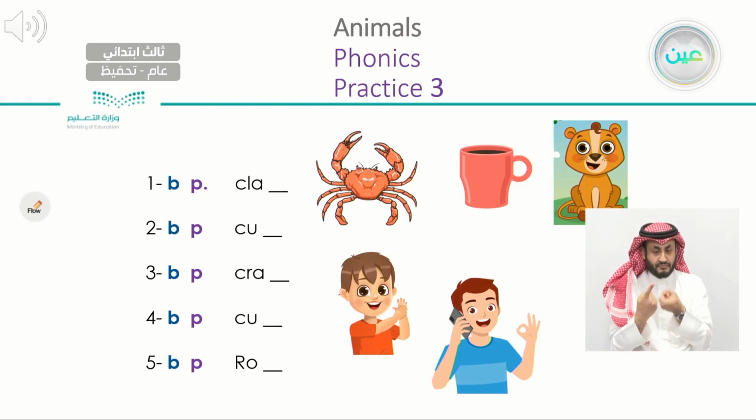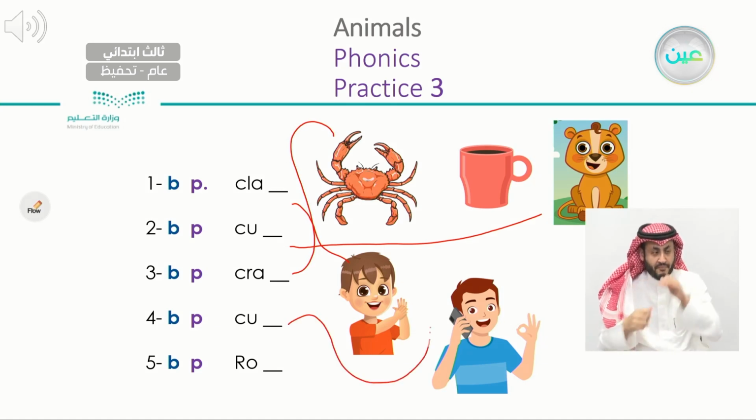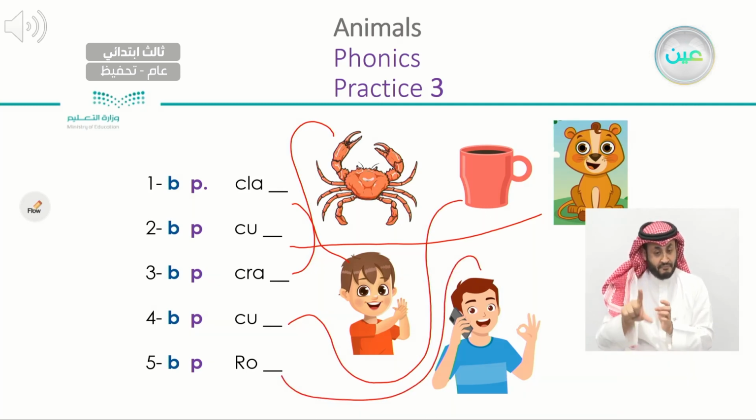Number 1. P, p. Clap. Number 2. B, b. Cub. Number 3. B, b. Crab. Number 4. P, p. Cup. Number 5. B, b. Rob. Well done. Now draw a line to the right picture.